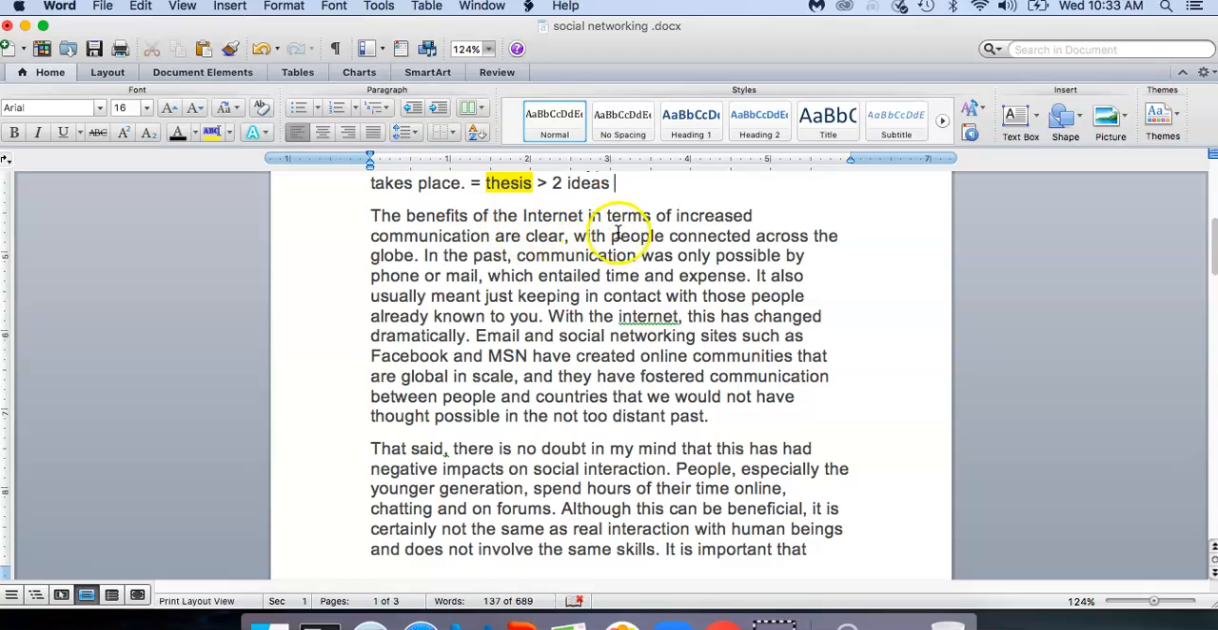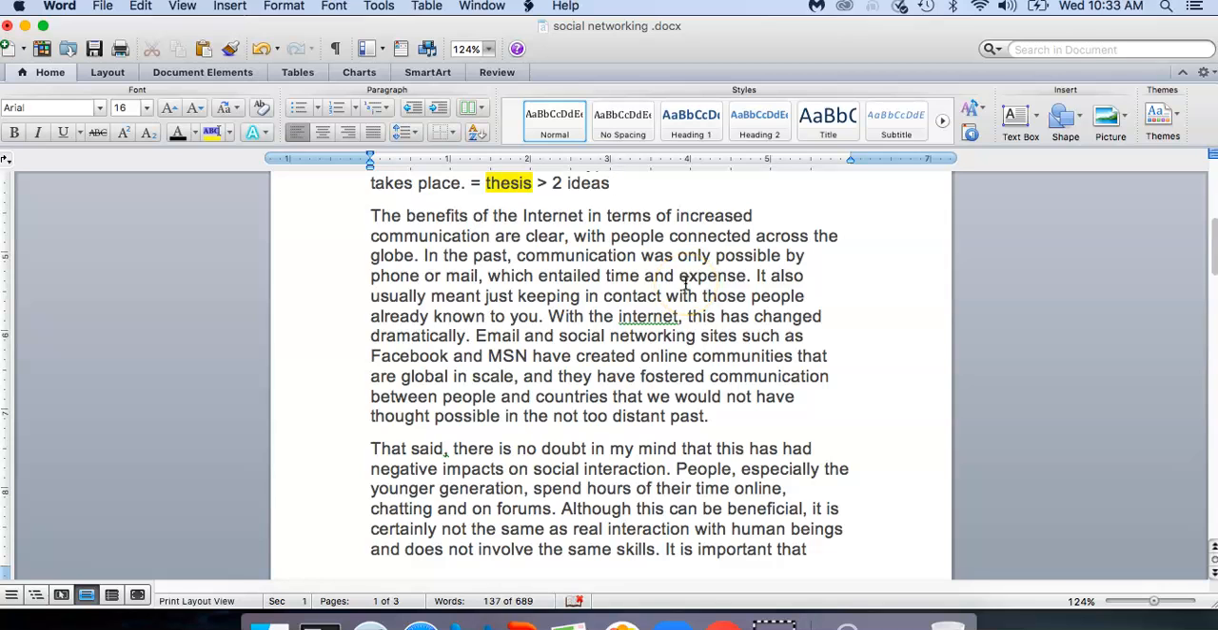The benefits of the internet in terms of increased communication are clear, with people connected across the globe. Okay, in the past, communication was only possible by phone or mail, which entailed time and expense.